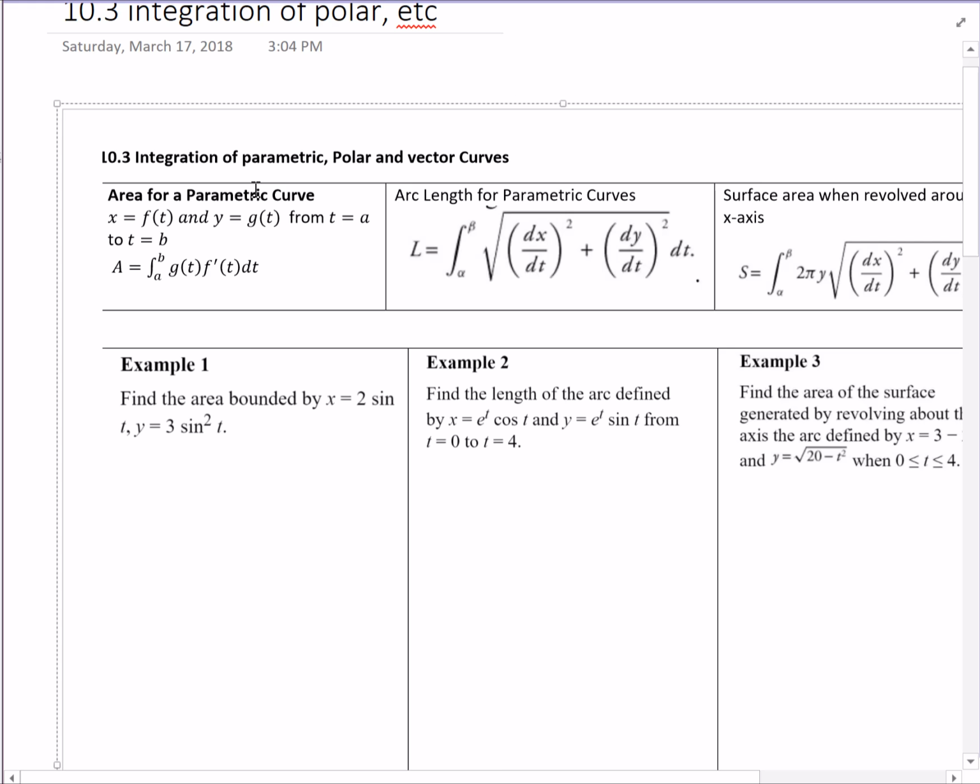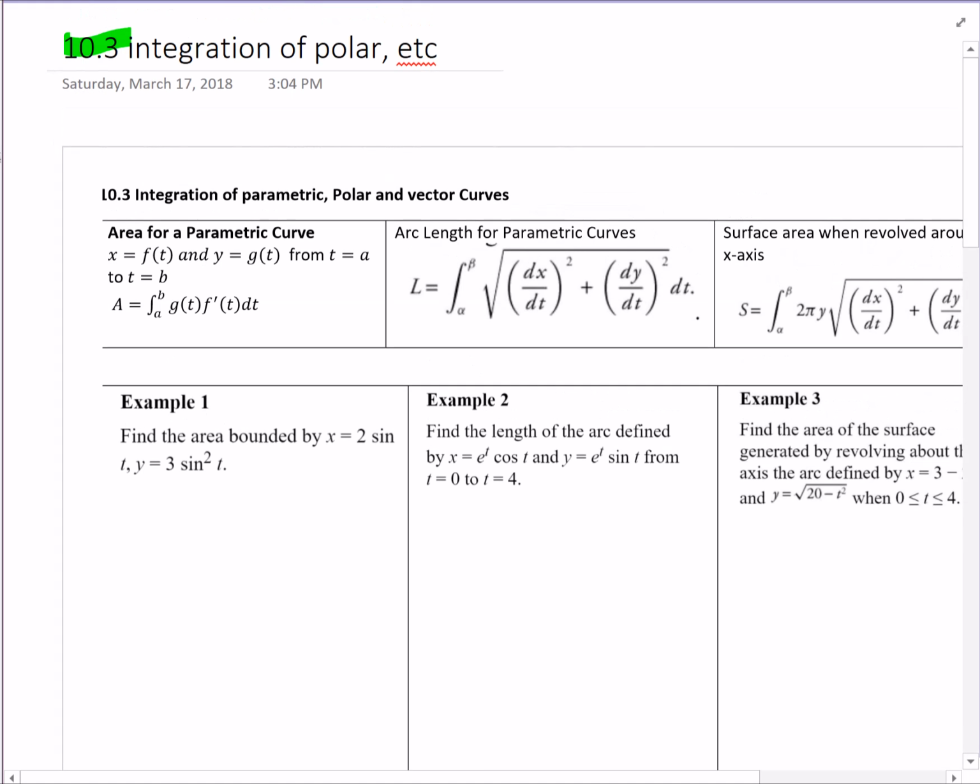Hey y'all, so here we are doing 10.3. Again, in our book, it's not really chapter 10.3, but we're just calling that to keep organized in some way. What we're learning is how to integrate parametric polar and vector curves.